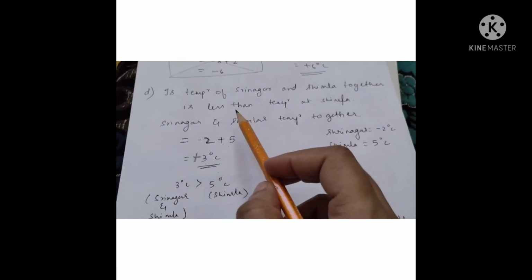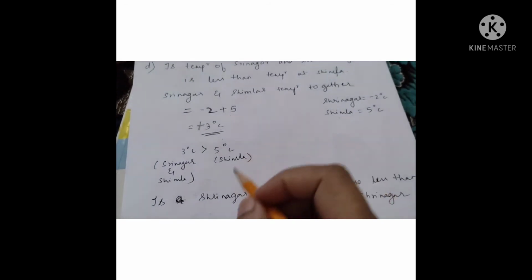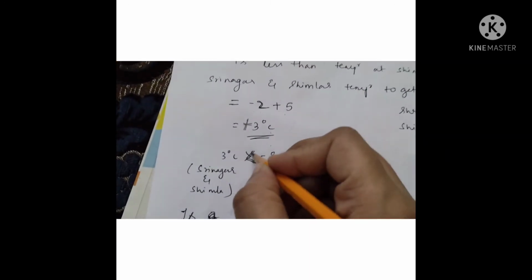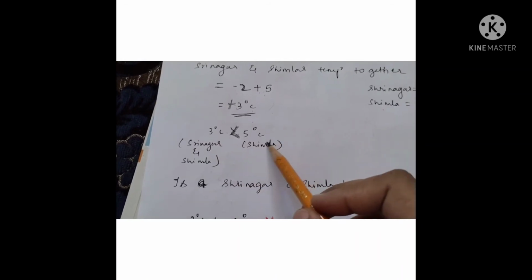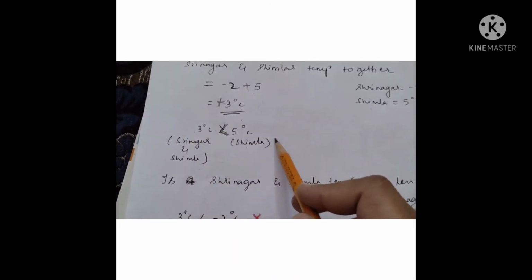But our aim is to find out whether this temperature taken together is less than Shimla or not. So I should know the temperature at Shimla. It is 5 degrees. Is this 3 degrees less than 5 degrees or not? Yes. 3 degrees is less than 5 degrees. 3 degrees is the temperature of Srinagar and Shimla together, and the temperature of Shimla is 5 degrees. So 3 degrees is less than 5 degrees, or 5 degrees is greater than 3 degrees.